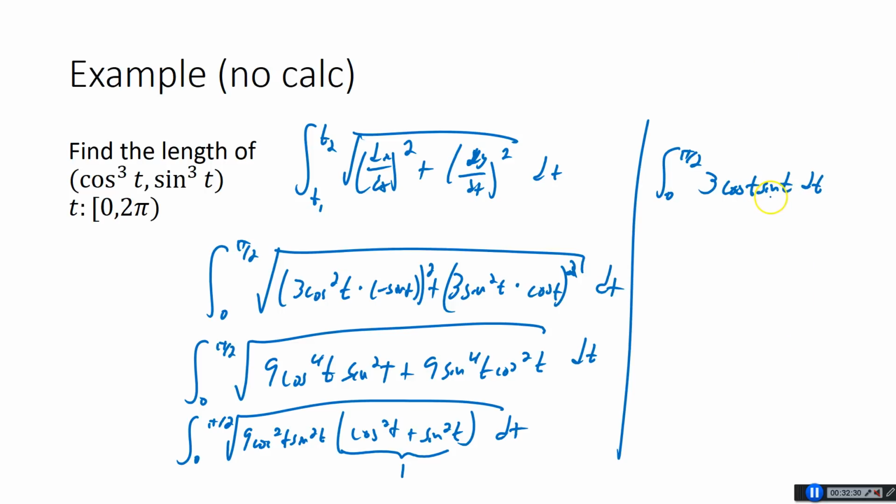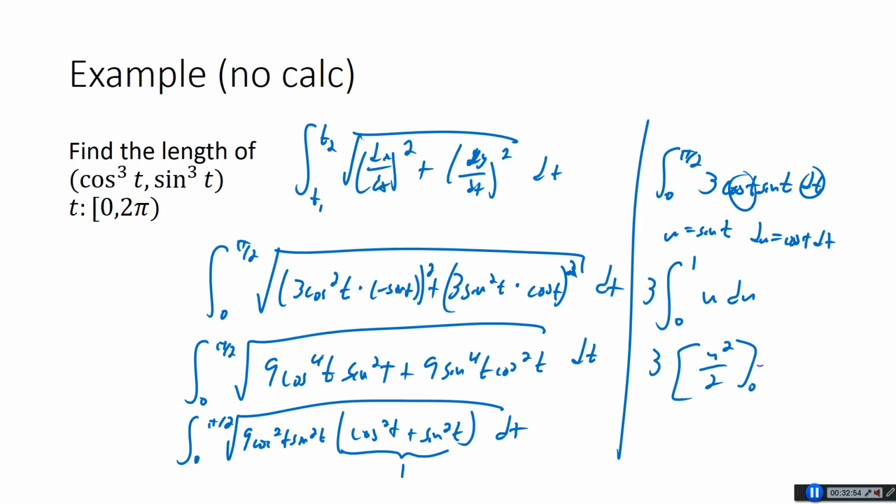And now let's see about integrating this. I think we can use u substitution on this, right? If u is sine t, then du is cosine t dt. We have that, cosine t dt right there. So we have 3 times the integral. Let's change over to u land. Sine of 0 is still 0. Sine of pi over 2 is 1. So now we just have u du. That is 3 times u squared over 2 from 0 to 1. The 0 gives us nothing, so we have 3 times 1/2, which is 3/2. So the arc length for this piece is 3/2, not too bad at all.